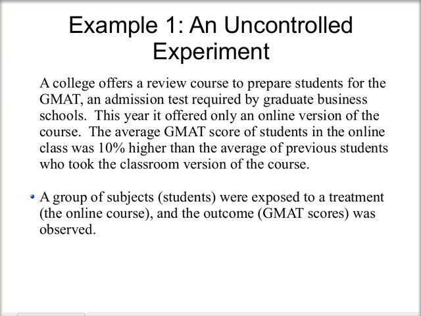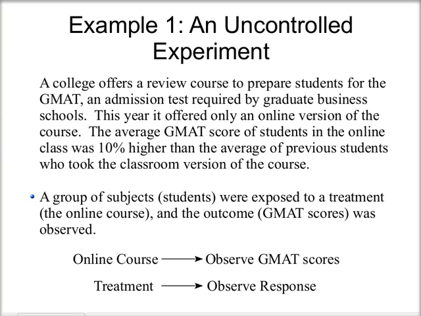We can represent this experiment in this way. So we have online course and then an arrow and then observed GMAT scores. So in general, to represent an experiment like this, you would have the treatment and then an arrow and then observe the response.